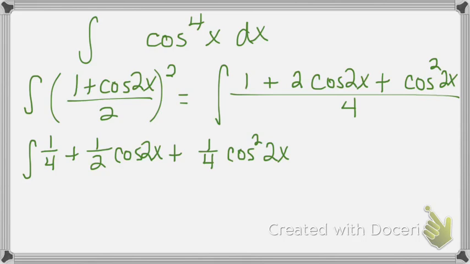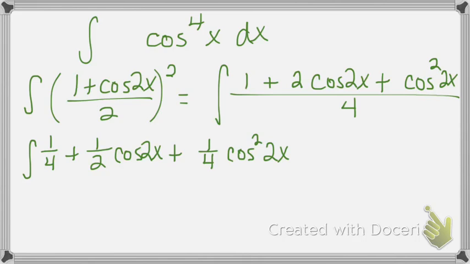Okay, so here's me multiplying it out. Be sure that you square the bottom also, and then everything divides by that 4. So I simplified it to this: 1/4 plus 1/2 cosine 2x plus 1/4 cosine squared of 2x.